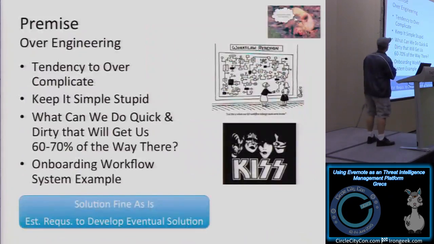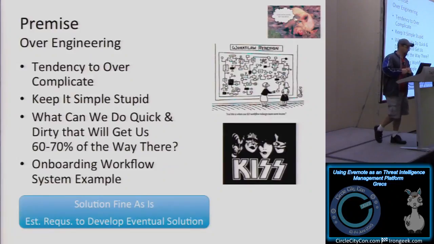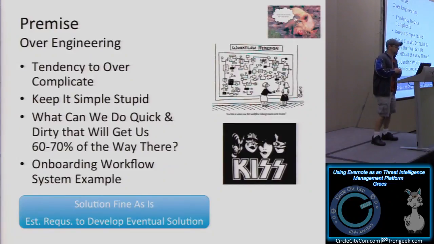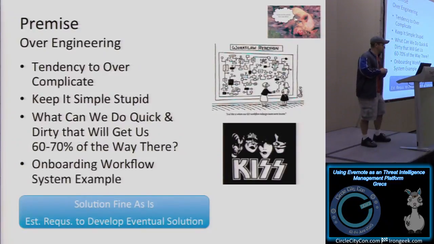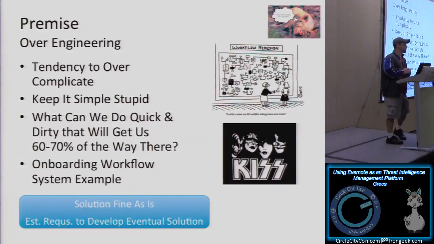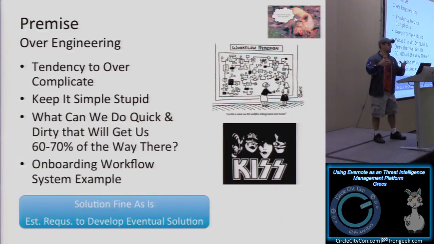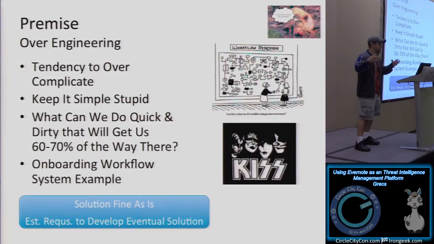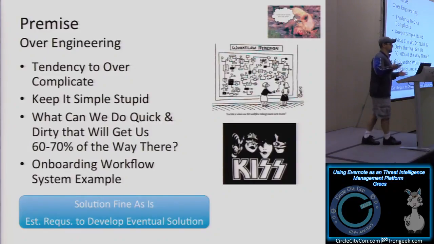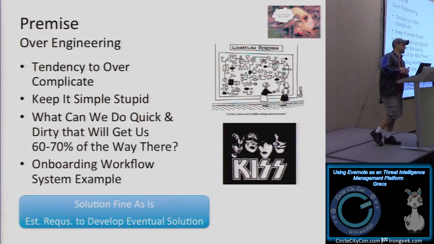So one of the premises that I've seen, especially in large corporations, is that we really tend to over-engineer stuff. I generally try to stay with the KISS principle, keep it simple, stupid. A lot of times the solutions are big, complex monstrosities that are going to take years to build. But there's a lot of quick solutions that could probably get you 60 to 70% of the way there.